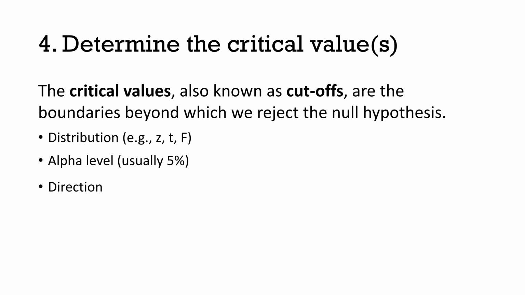And we need to know the direction. We get this from the research hypothesis. If the research hypothesis contains not equal to, then we have a two-tailed test. If it contains less than, we have a left-tailed test. And if it contains greater than, we have a right-tailed test.